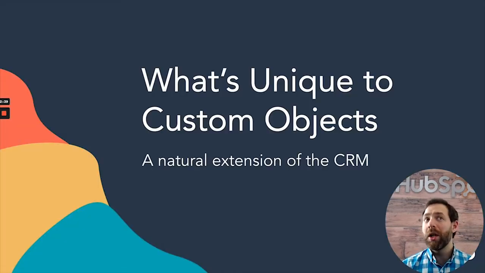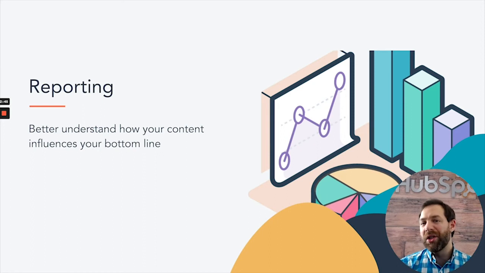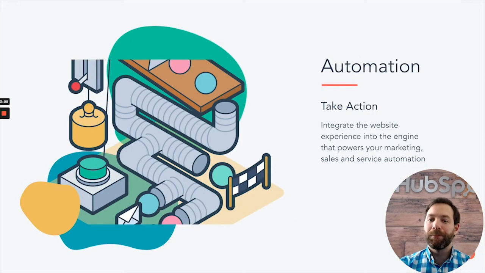So, what's unique to custom objects? What does it actually mean to be a natural extension of the CRM? First, it's built into the reporting engine. So when you create a new object, you can immediately report on it. In our cars example, this will allow you to easily create a graph of how many cars you have in your inventory by make, model, year, mileage, whatever you want. It allows you to very easily spin up reports since it's already built into the report builder.